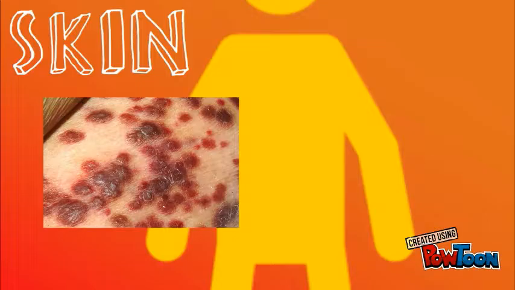Skin. KS lesions are nodules or blotches that may be red, purple, brown, or black, and are usually papular, in other words, palpable or raised. Commonly affected areas include the lower limbs, back, face, mouth, and genitalia.